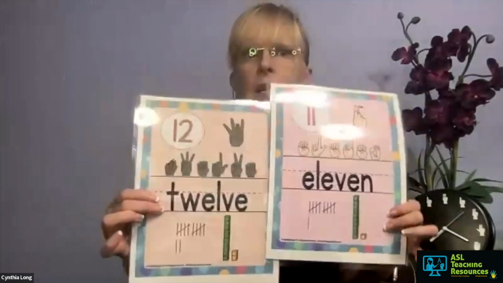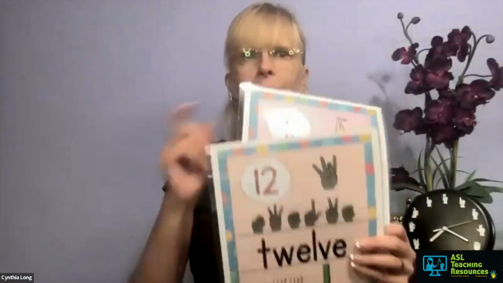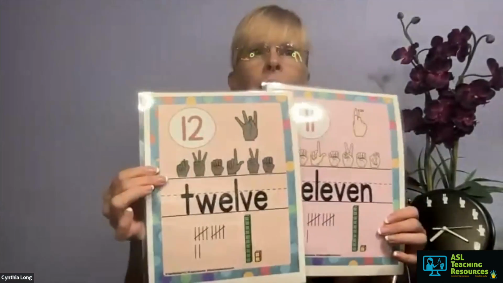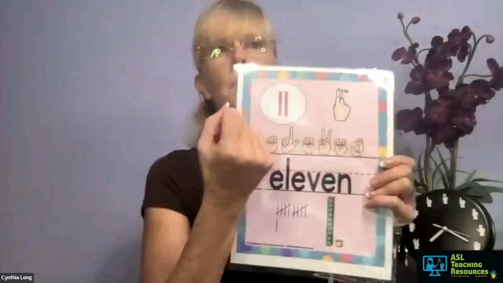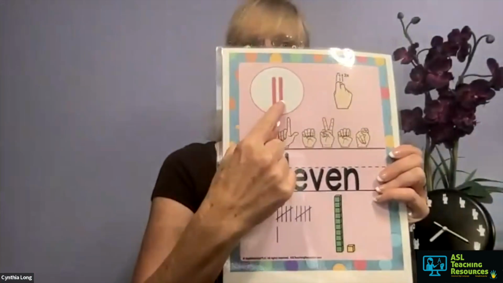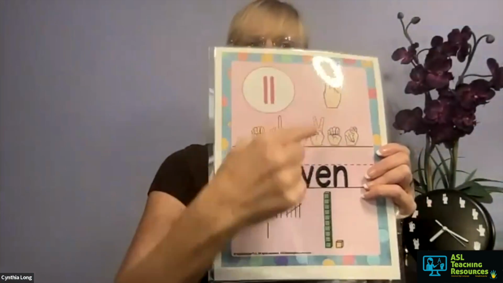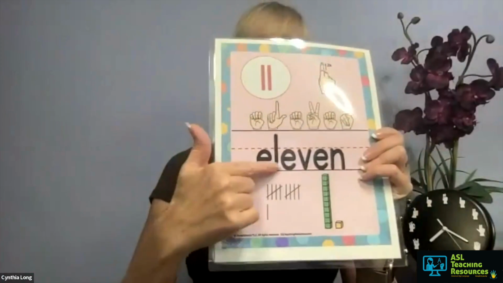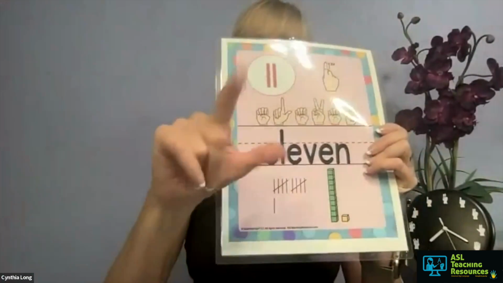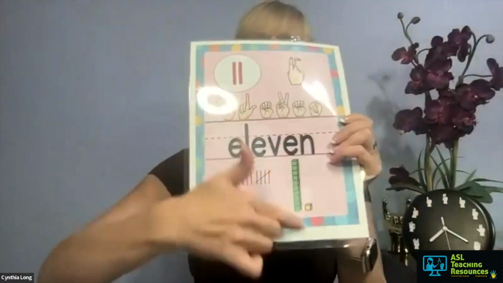So you can see here the higher numbers. We do have different colors of everything. They change all the time. Let's take one of these and look at this number 11. Here you can again see the sign, the finger spelling, the word, the tallies, and our cubes. Anytime you have questions, type that in the chat.